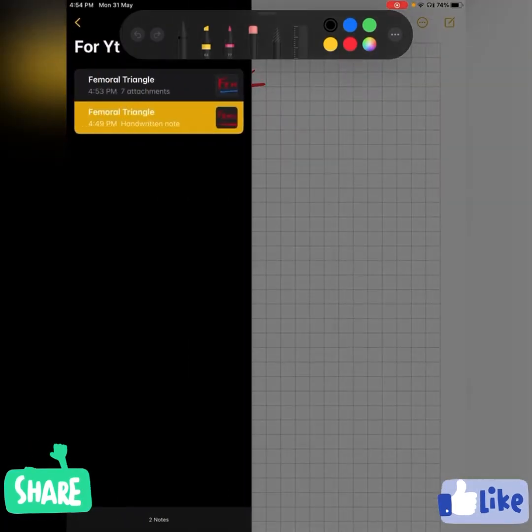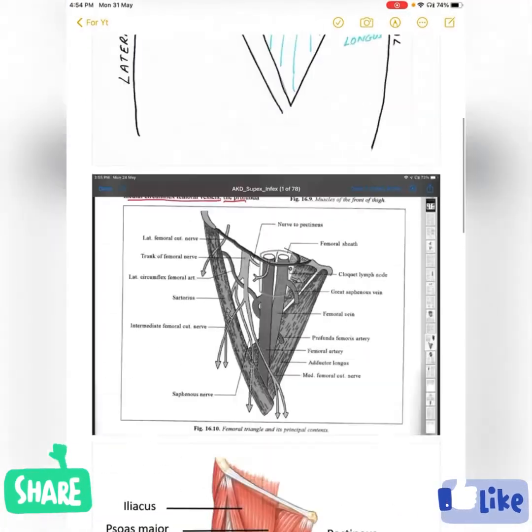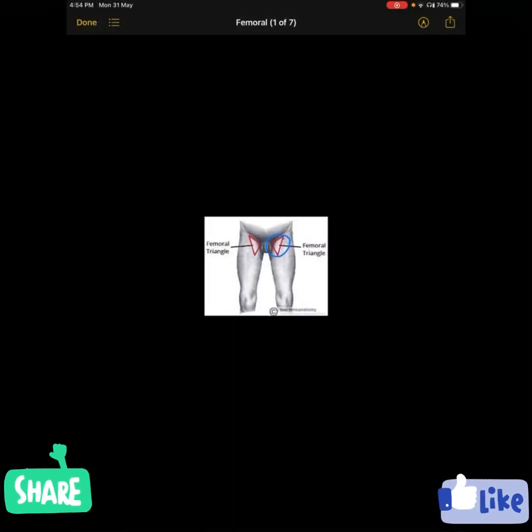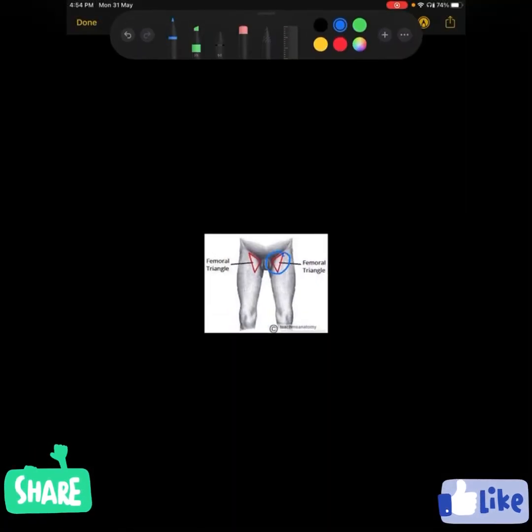So let's look at the location of the femoral triangle. Look, this is the location of the femoral triangle in the upper one-third of the anterior compartment of the thigh, immediately below the inguinal ligament.